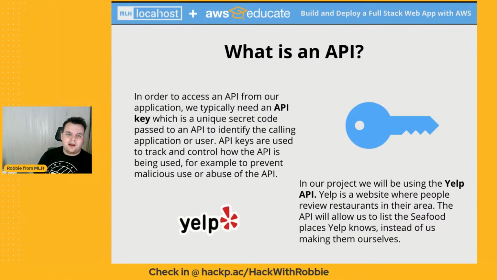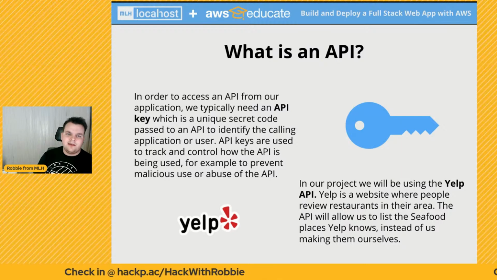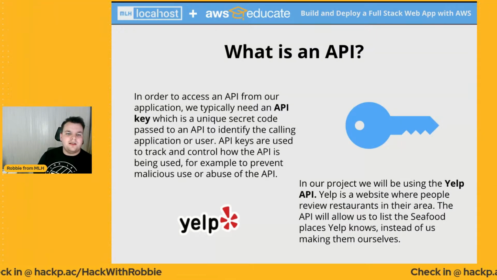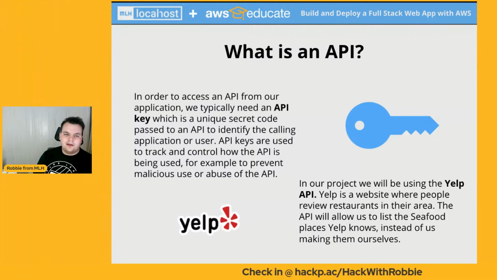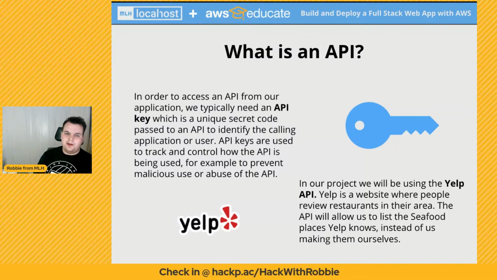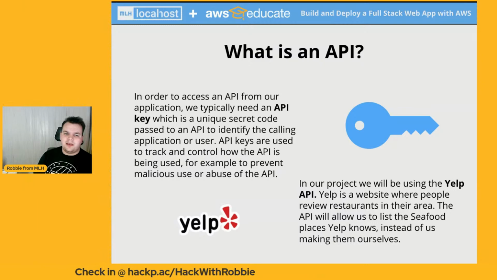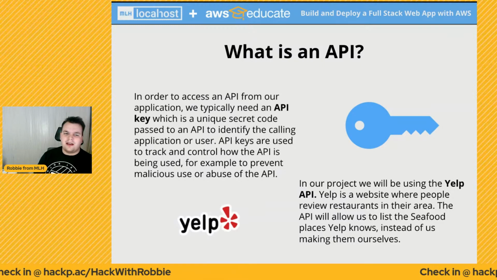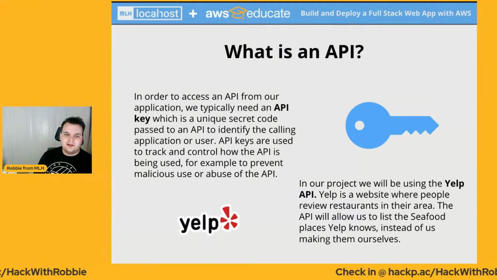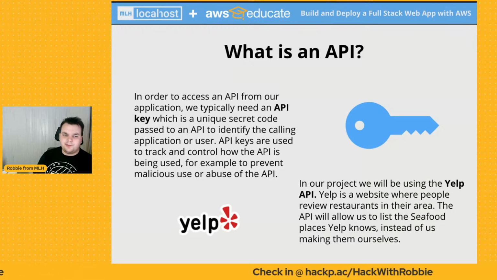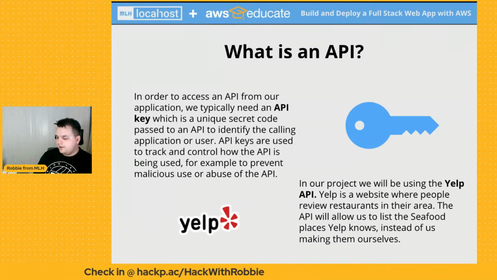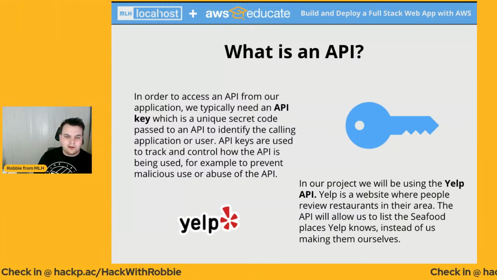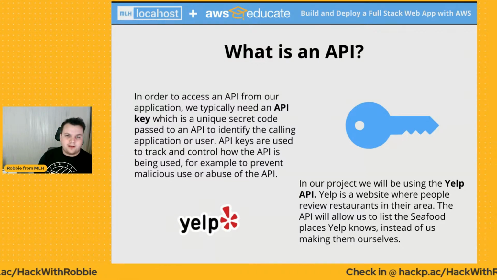To access an API, we usually need an API key, which is a bit like a password. It's a unique secret code passed to the API to identify the calling user or application. If you're building an API, it's really important to have API keys because it's how you track and control how the API is being used, to prevent malicious use or abuse of the API. You might even have restrictions, depending on which billing plan a user is on, on the number of requests they can make, that kind of stuff.